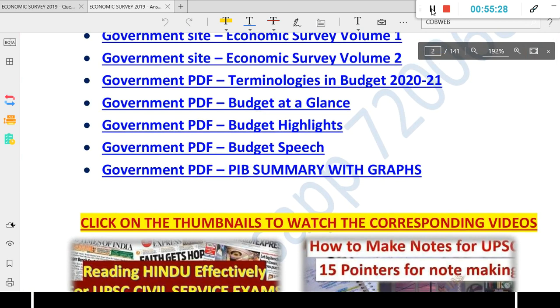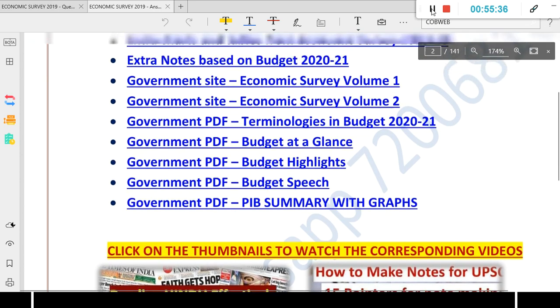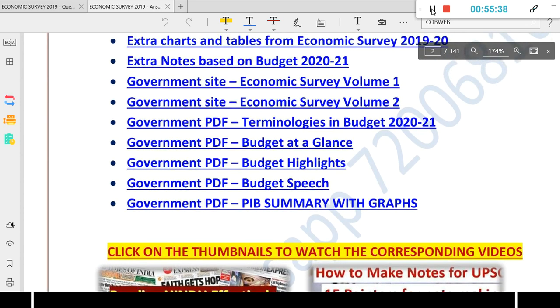Both in prelims and mains. But the budget speech which Nirmala Sitharaman speaks will be in this budget speech. Then budget highlights, budget at a glance. These are all PDFs which will take you there.